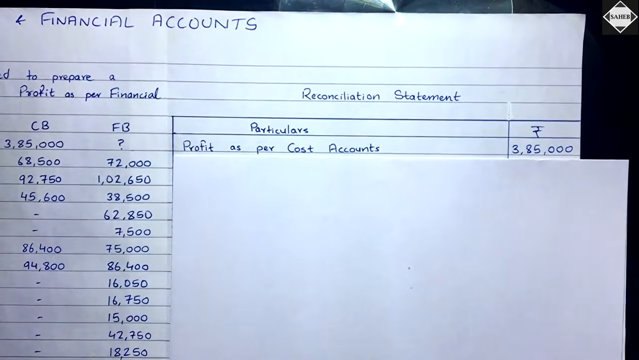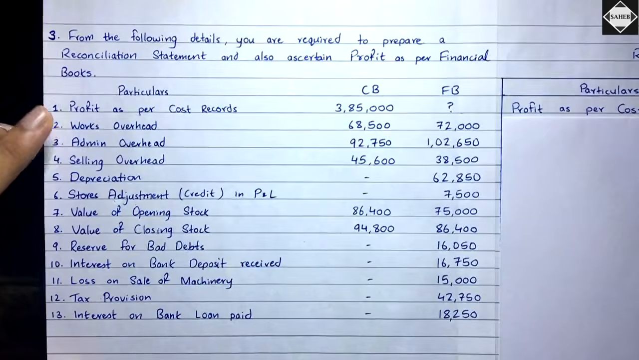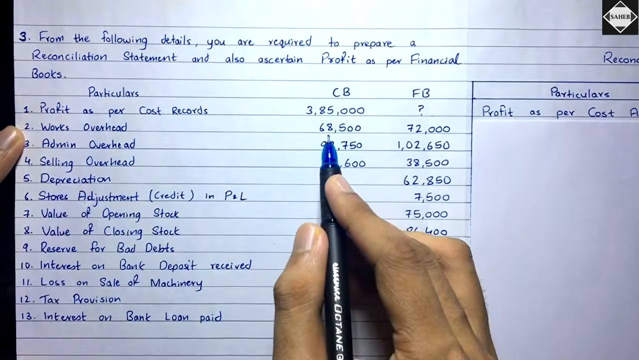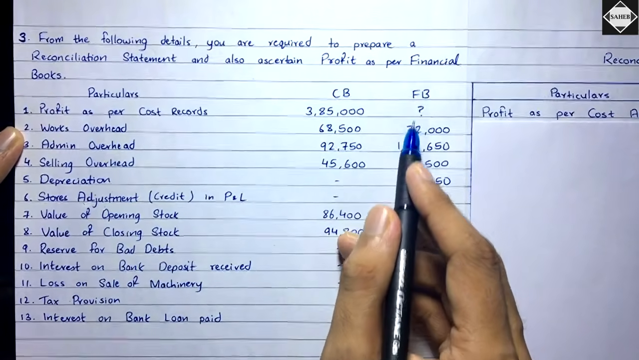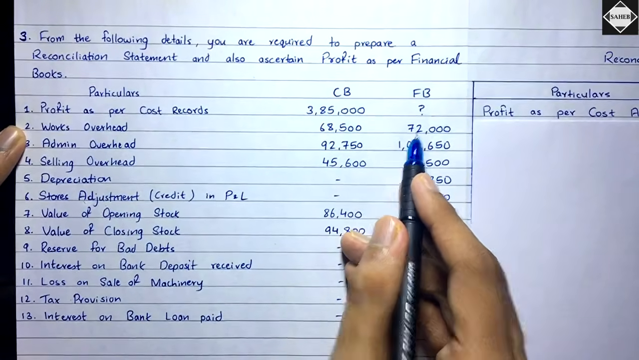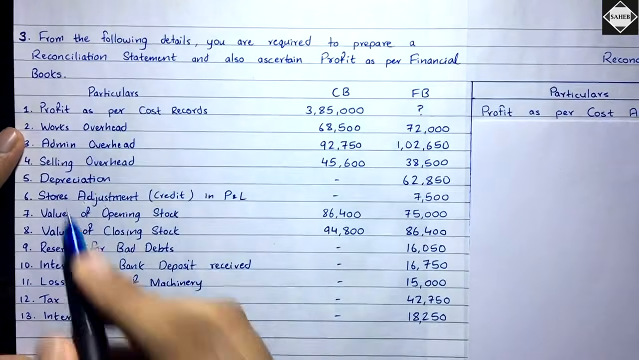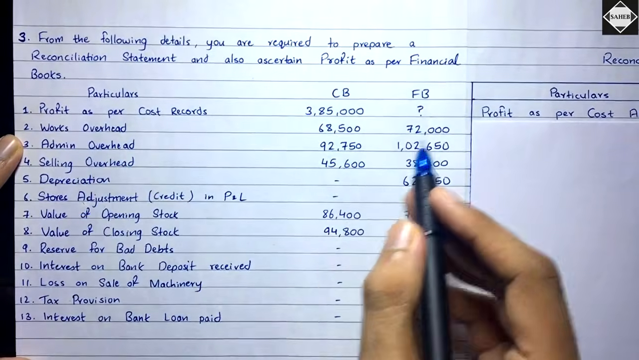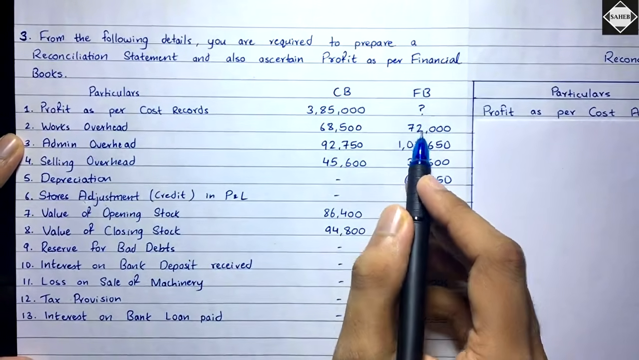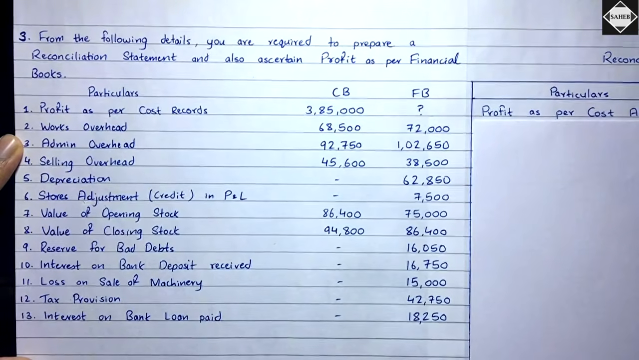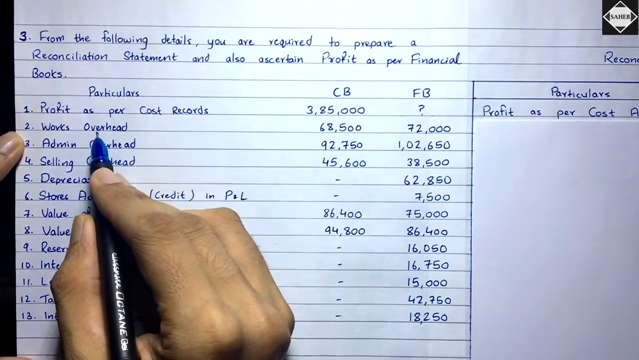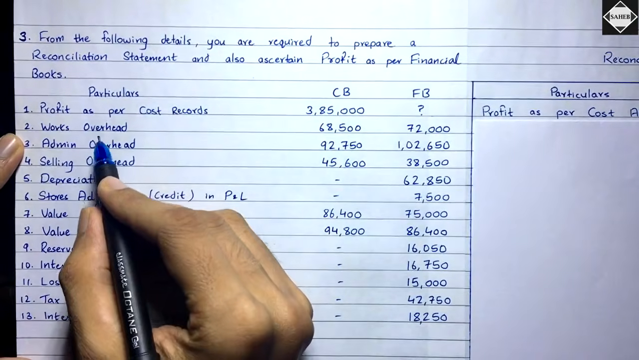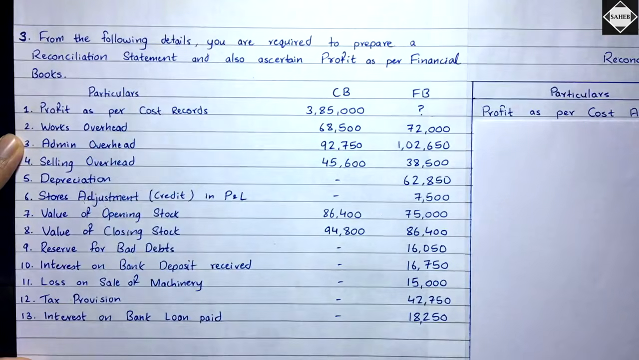Then we start off with the first transaction. See here, the second transaction actually. Second number, works overhead, 68,500 in the costing books, and in financial books it is 72,000. Now tell me, what do we do? This overhead is an expense. Expense has been recorded more in financial books. I've always told you, we have to see the impact of the transaction on the target profit, and whatever impact the transaction has on the target profit, that is exactly what we have to do.